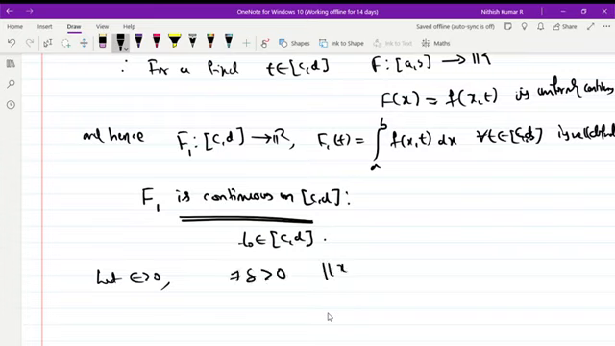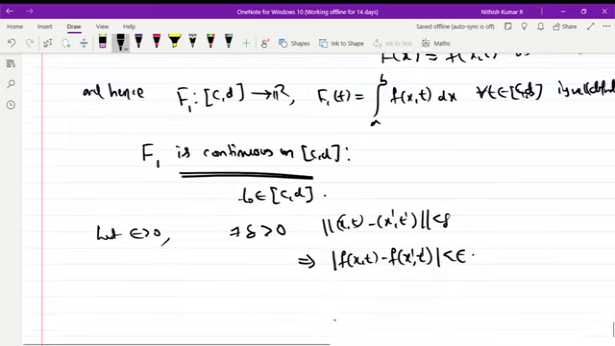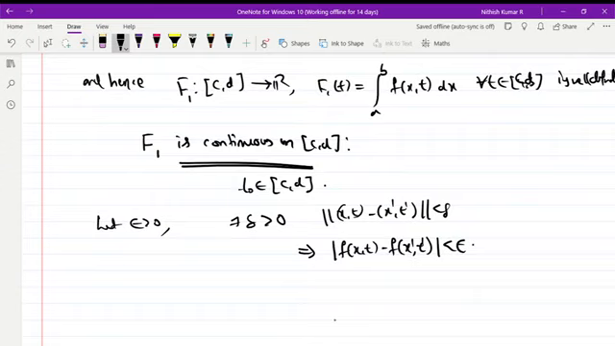Let epsilon be greater than 0. Since f is uniformly continuous on D, there exists a delta greater than 0 such that the norm of (x, t) minus (x', t') less than delta implies modulus of f(x, t) minus f(x, t') is less than epsilon, by the uniform continuity of small f on the closed rectangle D.